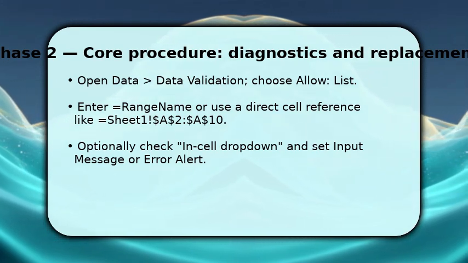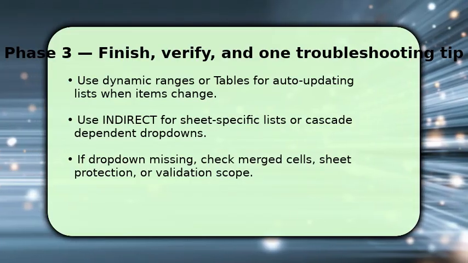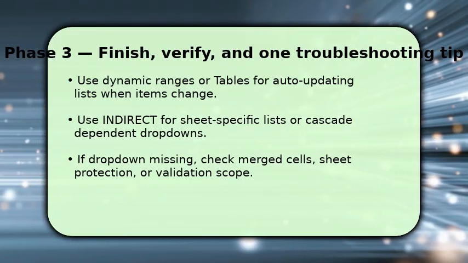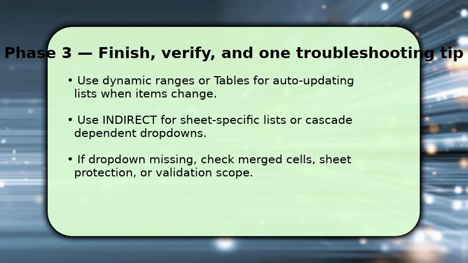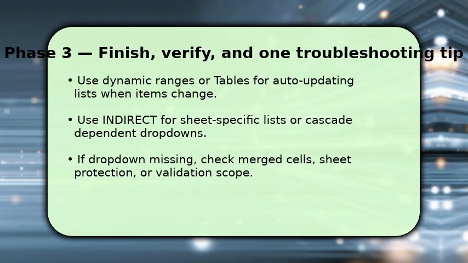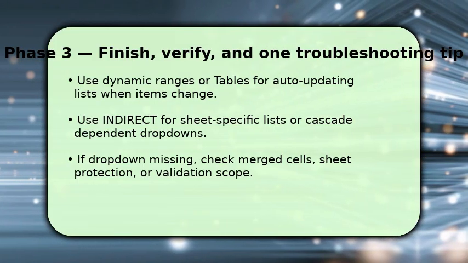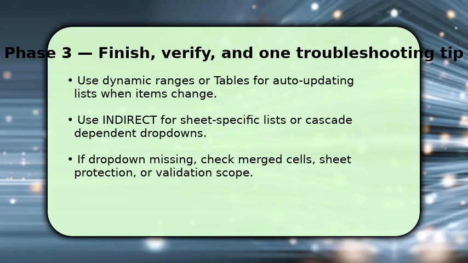Convert the source to a table or use a dynamic range formula so new items auto-appear. This prevents manual name updates. For multi-sheet solutions, use indirect combined with a valid name to reference lists per sheet. This enables dependent or cascading dropdowns.